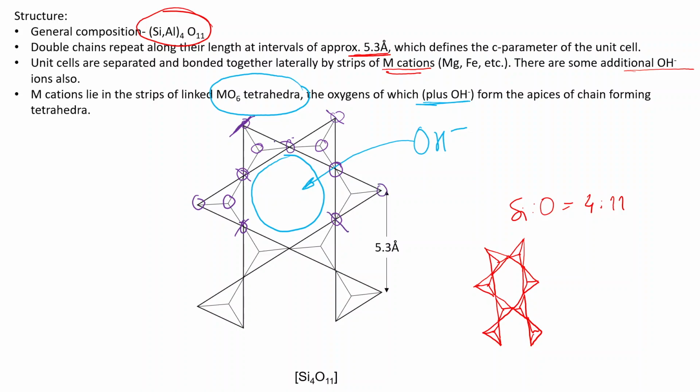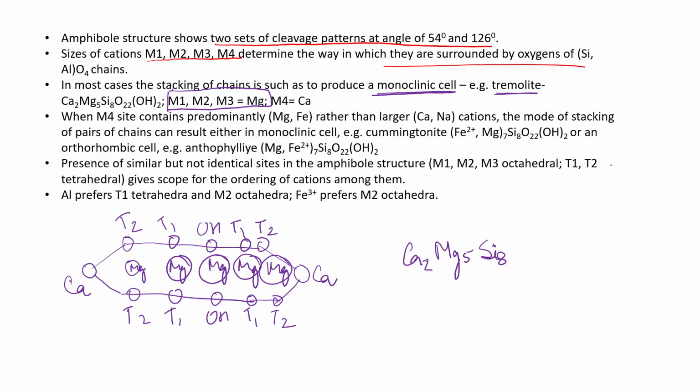So we have 1, 2, 3, 4, Si4, and then oxygens. So let us see, half, half, 1, 2, 3, 4, 5, 6, 7, 8, 9, 10, half, that is 11. So O11. Multiply this by 2 because we have these two units. So it becomes Si8O22. So let us now go back to our formula over here that we were making.